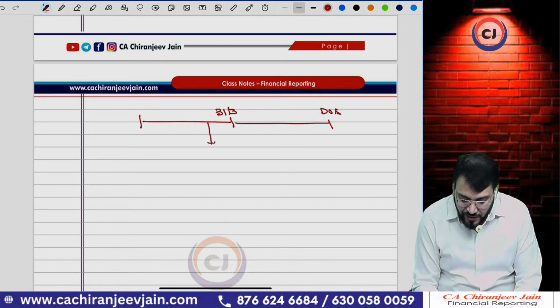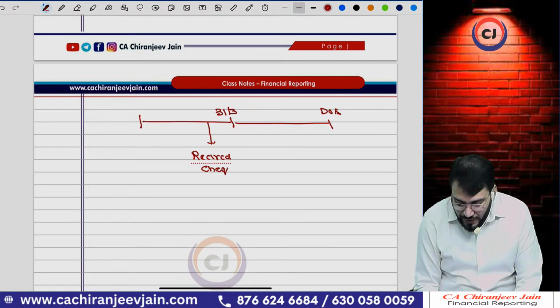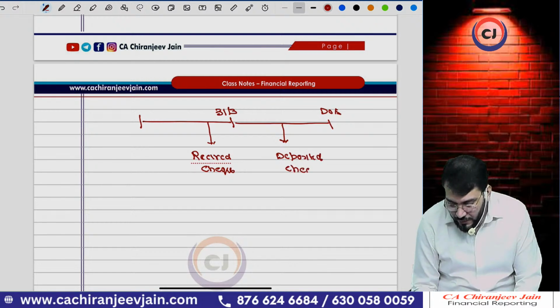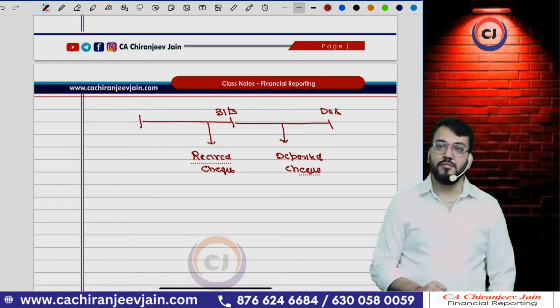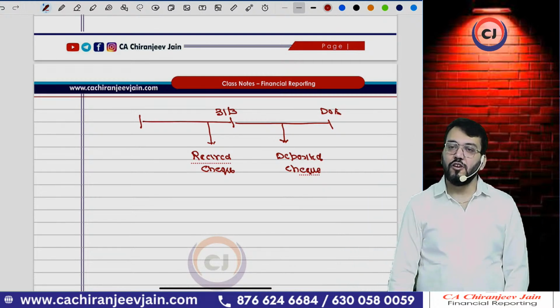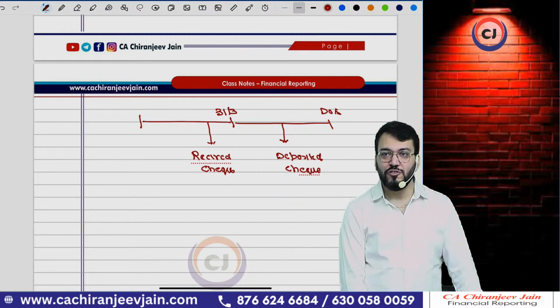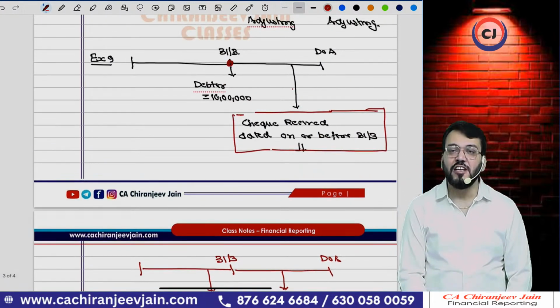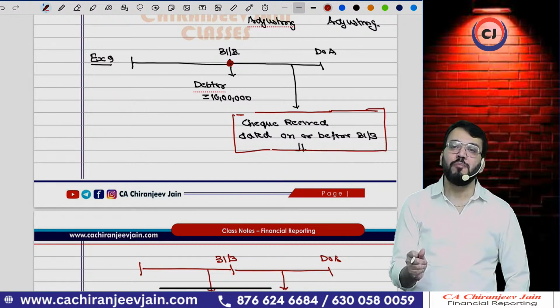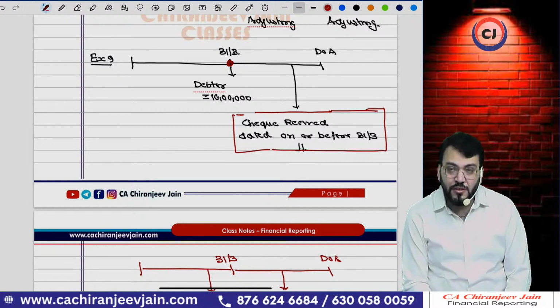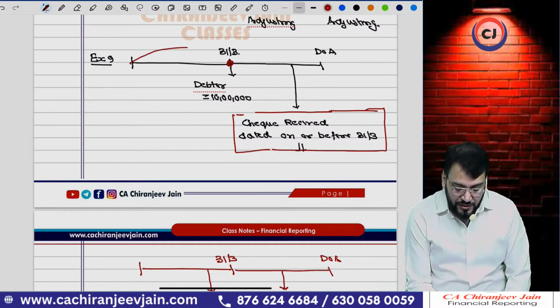Now you receive one check here, correct? And it was deposited here. Understood? Cross question. Understood why I put this cross question? You are saying that it will be deposited after 31st March, therefore it will not be passed and will not do any accounting in the previous financial year, this reporting period.